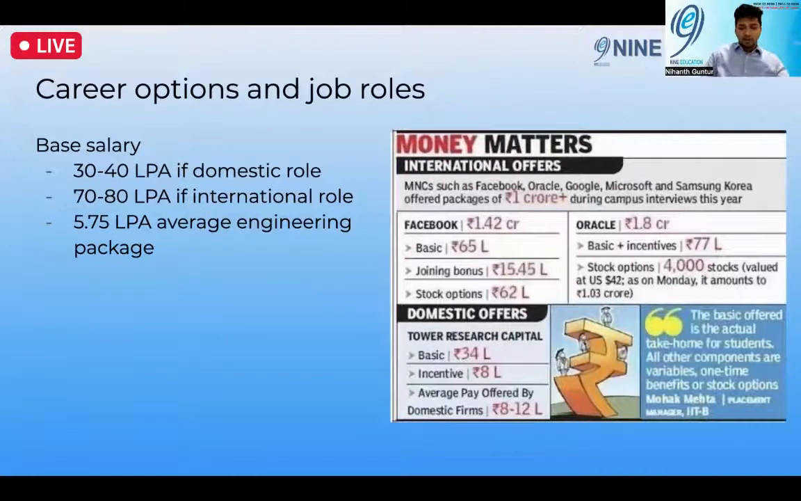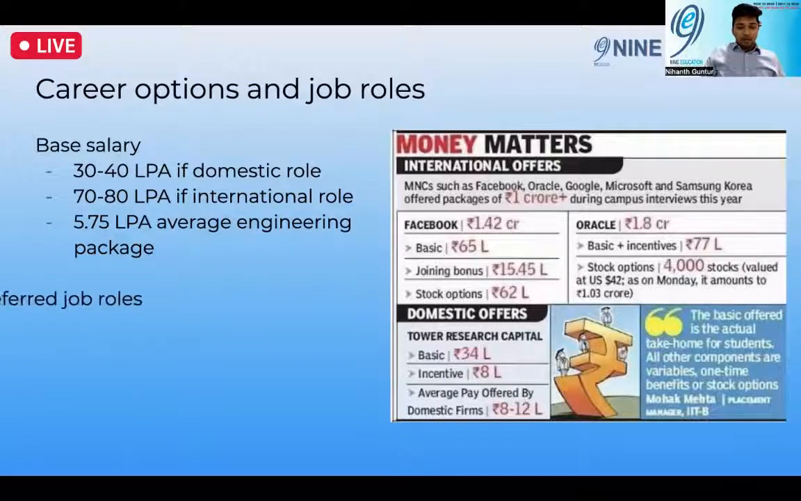Here's some of the most famous packages that IITians have got. Facebook has given a package of 1.42 crores. Oracle has given a package of 1.8 crores, so on and so forth. Whereas their domestic offers range from 34 lakhs to 40 lakhs to 50 lakhs. It varies.